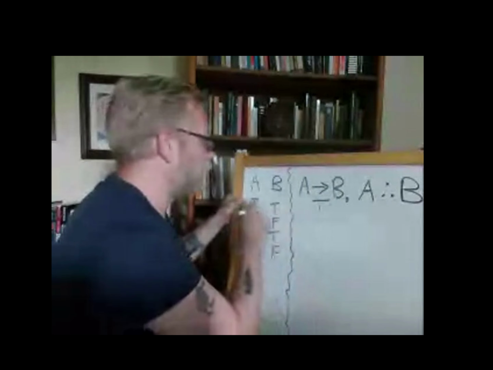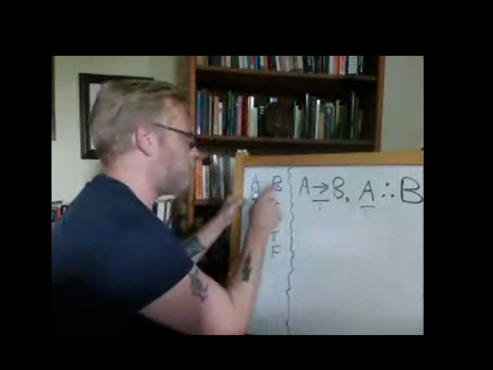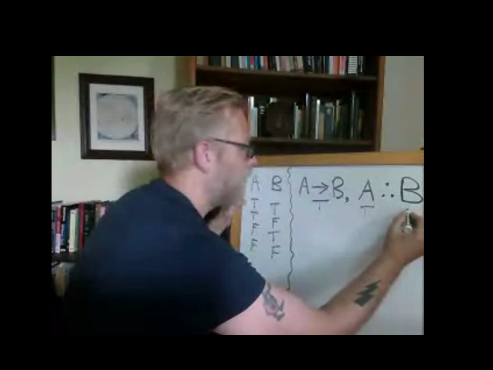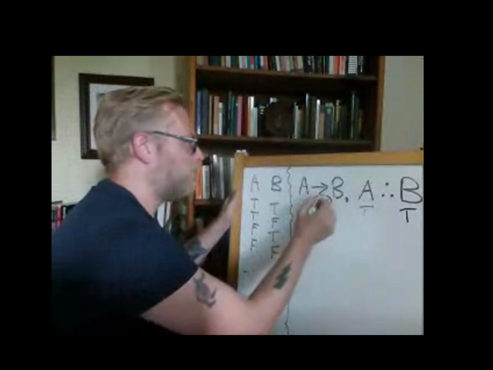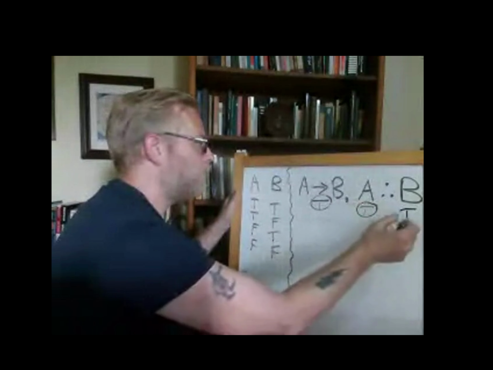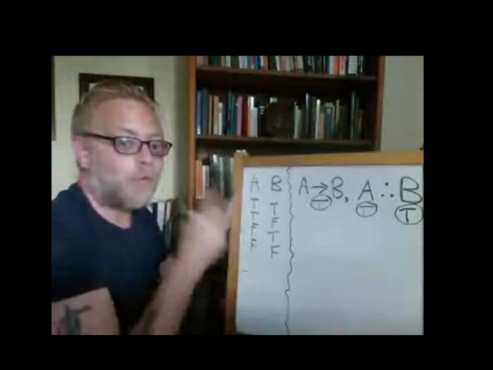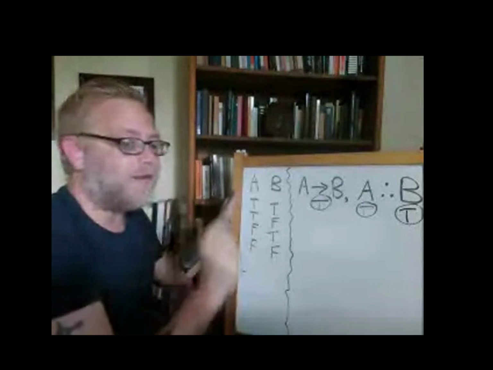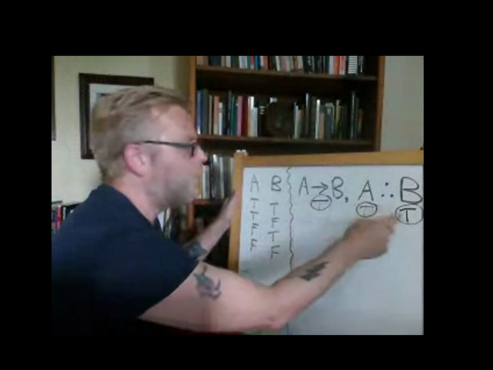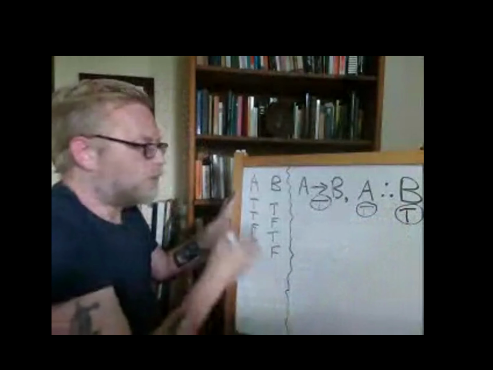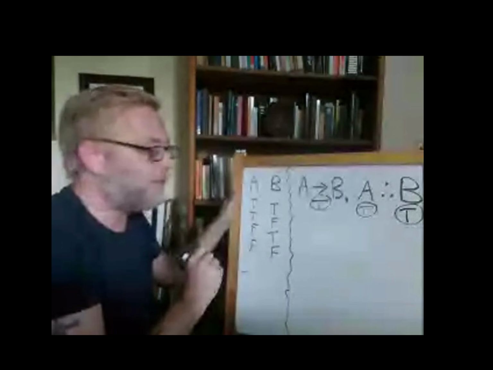In this world 1, A is true, and B is true. So possibility number 1 has the premise true, this premise true, and the conclusion true. No problem. What we're looking for is the gremlin. The gremlin pattern would go true, true, false. So far, we have not discovered a gremlin.